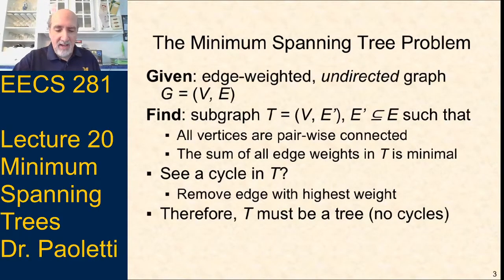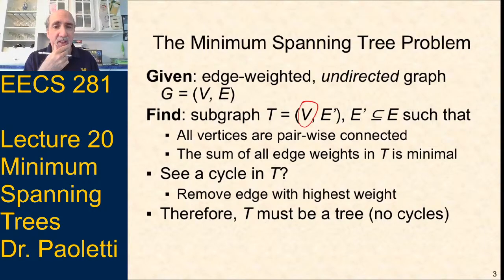So minimum spanning trees are a graph problem. If I gave you an edge-weighted undirected graph with vertices and edges, you want to find a subgraph that has the same vertices but a new set of edges E prime. We're going to choose E prime, our subset of E, such that all vertices are pairwise connected. What that means is that we have to end up with a connected graph. We can't have a disconnected graph.